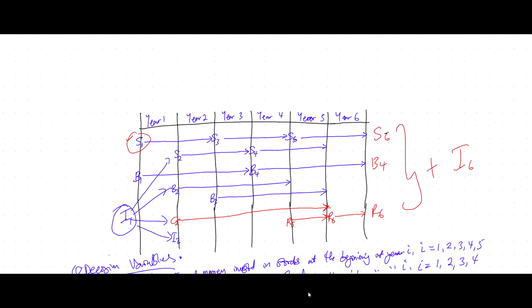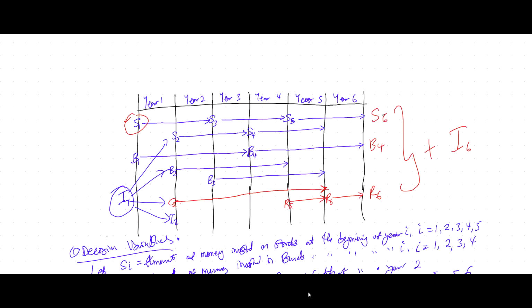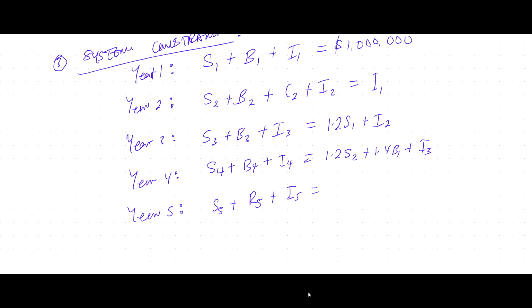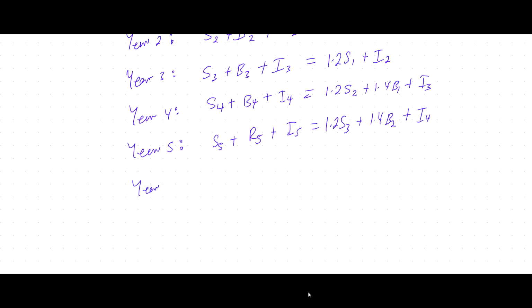From the pictorial view, you see that we have S3 coming in here and B2 also coming at year 5. That means that they are the money that will be available. Should we take a decision? We don't know. So we just have to represent them and say that 1.2 S3 will be available, 1.4 B2 will also be available, and the previous year's money that was held idle will also be available.